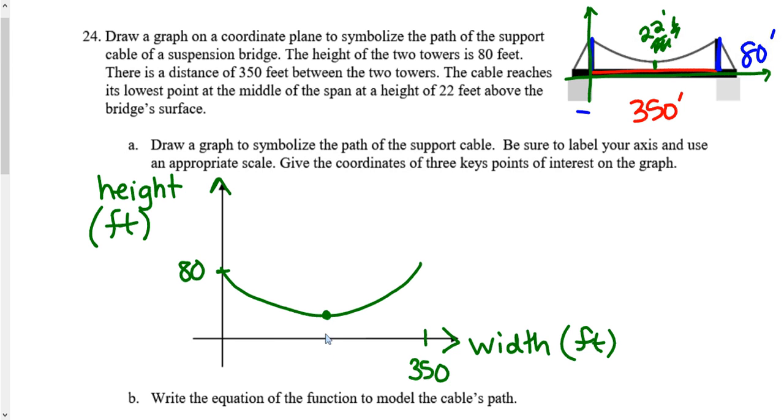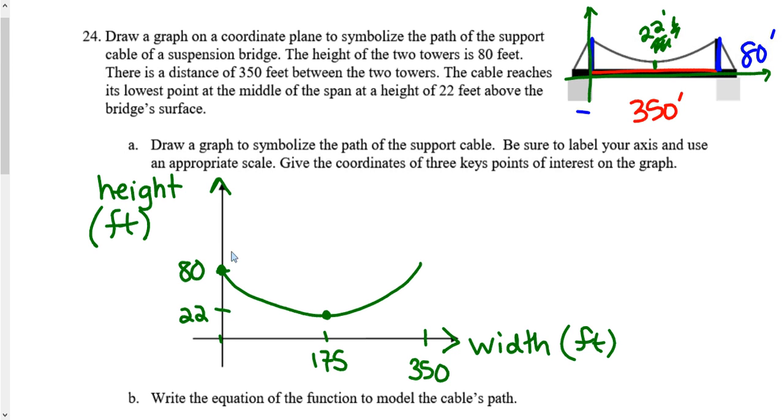The other important point I want on here at the middle of my bridge, it was 22 feet off the ground, and that would be in the middle. And if I go from 0 to 350, half of that would be 175. So 175 is in the middle. It says to draw the graph and be sure to label your axes, which I did, use an appropriate scale, which I did, and give the coordinates of 3 key points of interest on the graph.